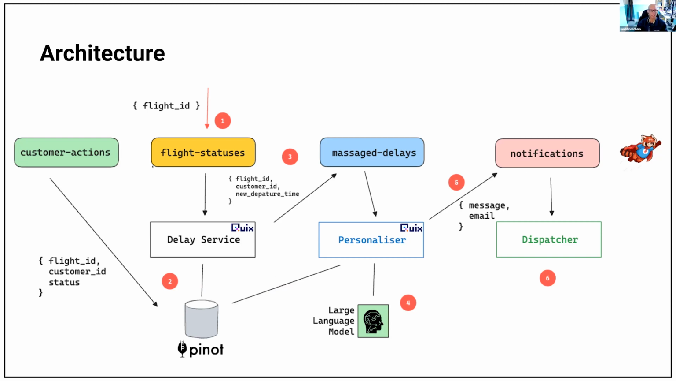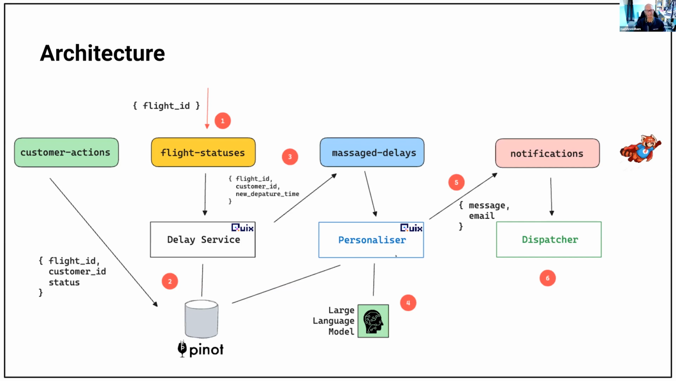So if we come from the left, we're going to have some flights. Some flights are going to be scheduled. Maybe some flights are going to be delayed. We'll then have customers checking in and booking those flights, and then we'll have a customer list in the database as well. The delay service will then come in and go, okay, I've got a delay. Who's been affected by the delay? Go and get all their details and send that up to message delays.